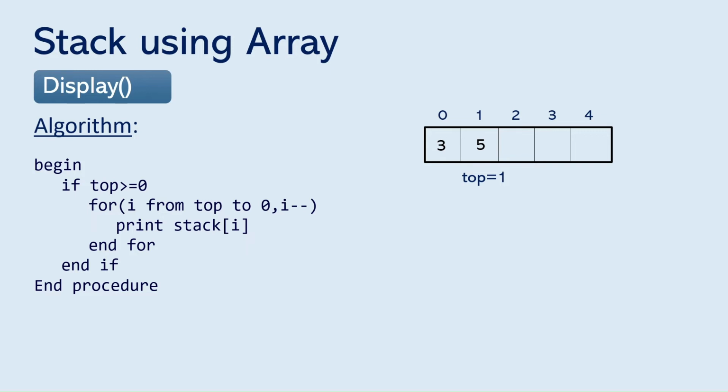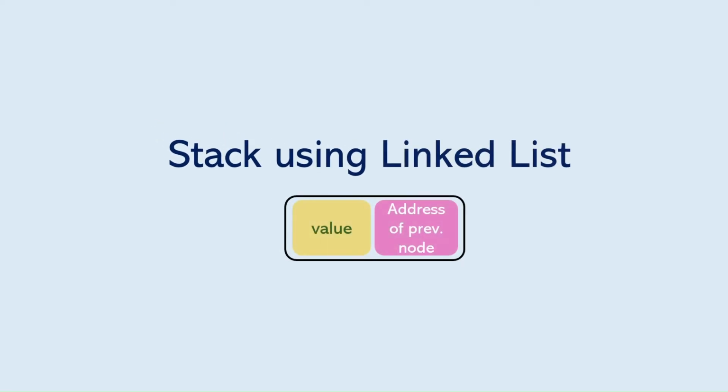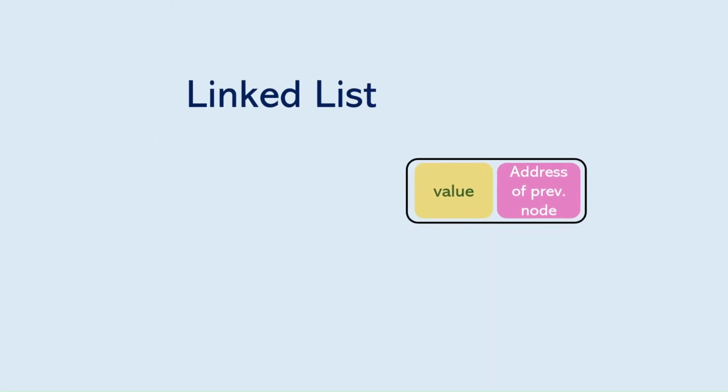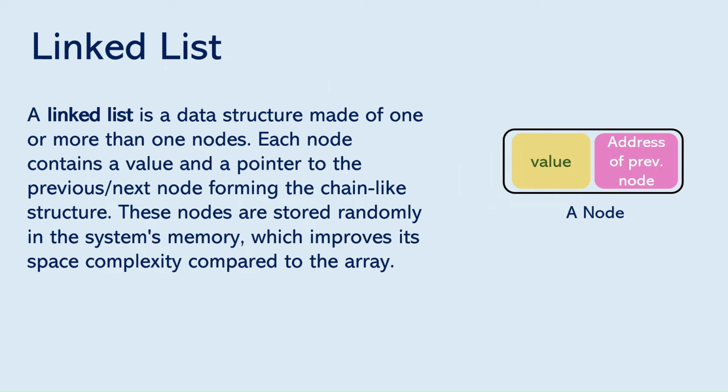So these are all the operations we can perform on stack. Now let's move on to the next topic, stack using linked list. So a linked list is a data structure made of one or more than one nodes. Each node contains a value and a pointer to the previous or next node, forming a chain-like structure. These nodes are stored randomly in the system's memory, which improves its space complexity compared to the array.